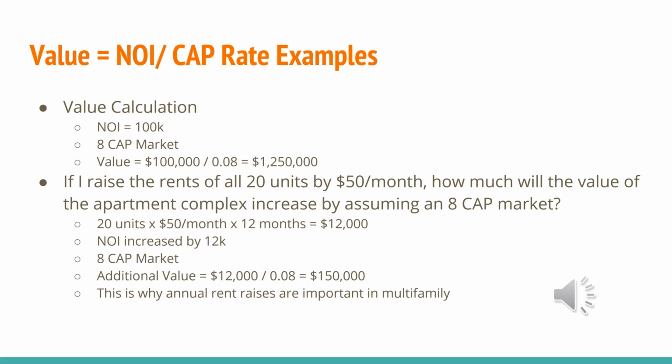How much will the value of the apartment complex increase, assuming an 8 cap market? Once again, very basic math. 20 units times $50 a month times 12 months, that's $12,000 increase in NOI. My NOI increased by $12,000. 8 cap market. So now you do the math. Additional value equals 12,000 divided by 8%. I just forced $150,000 of appreciation just by raising the rents by $50 a month.